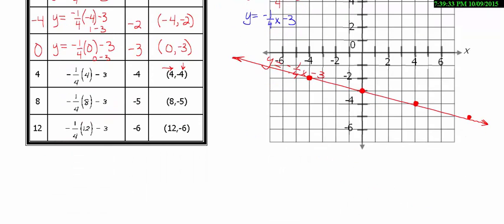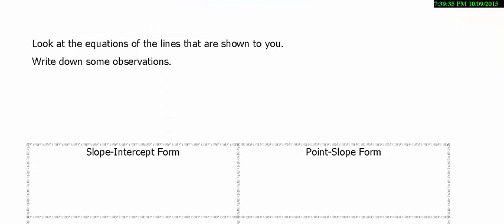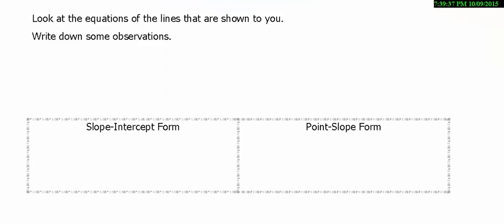What I'm going to do now is ask you to skip over the section that says look at the equations of the lines that are shown to you, write down some observations. We will go over that in class as a group, so we will move on to slope-intercept form and point-slope form.